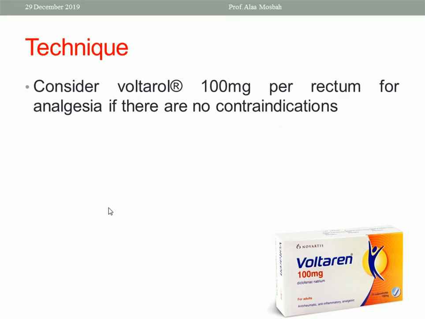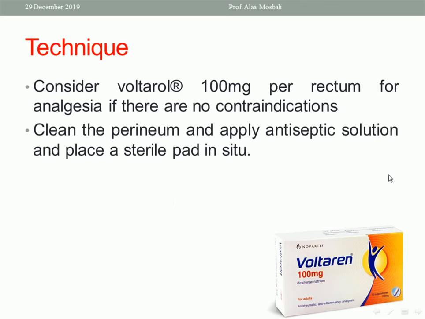Consider to give non-steroidal anti-inflammatory suppository in the rectum, Voltaren 100 mg per rectum for analgesia if there is no contraindication. Clean the perineum and apply antiseptic solution and place a sterile pad in situ.